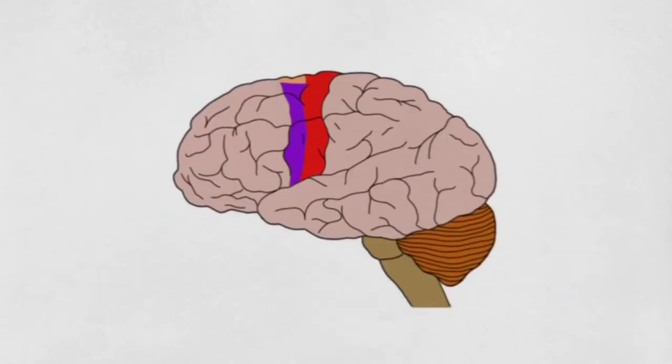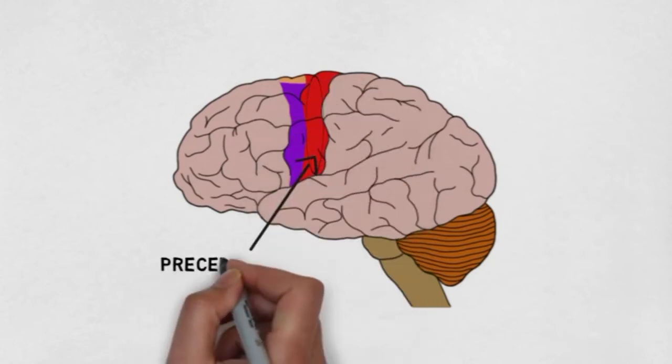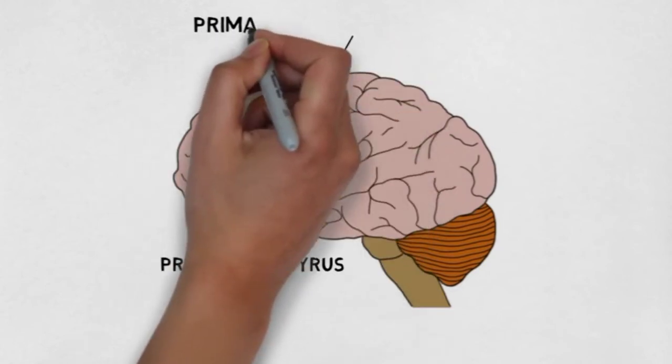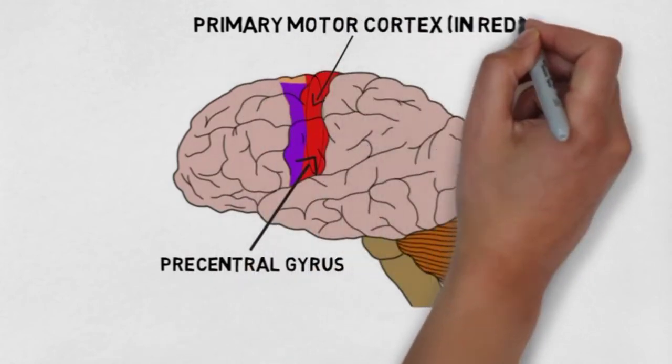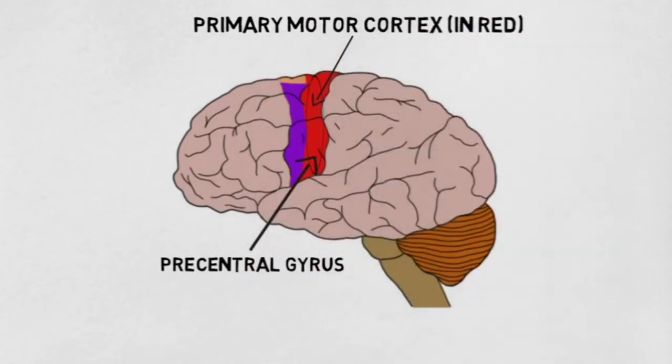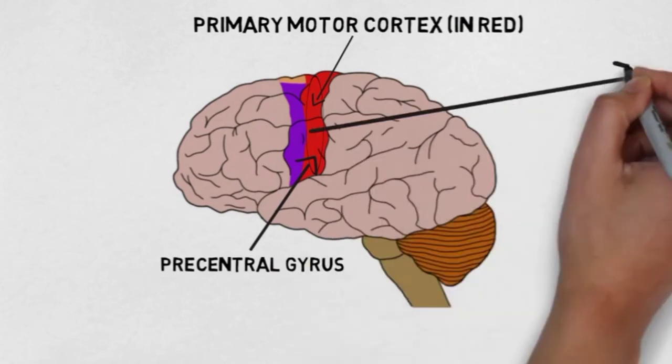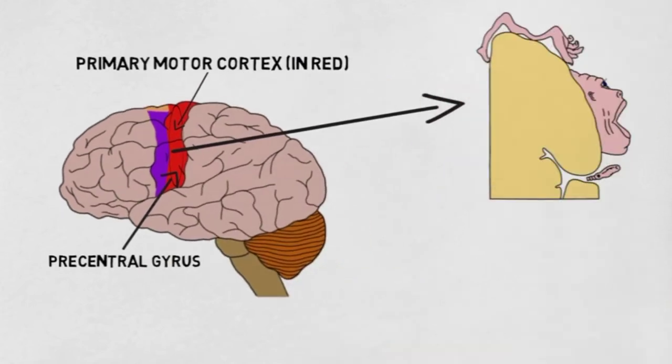The primary motor cortex is found in the strip of cortex known as the precentral gyrus, which is located just anterior to the central sulcus. The primary motor cortex is arranged such that different parts of the region are associated with motor control of different parts of the body, and thus is said to contain a motor map of the body.